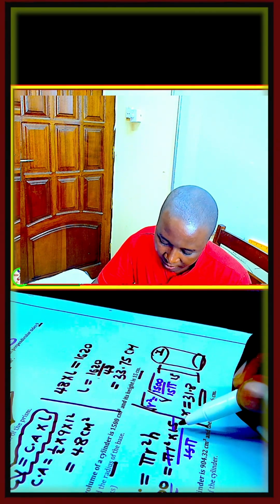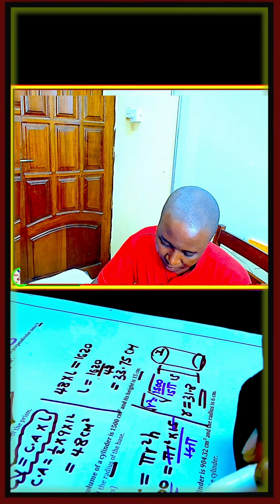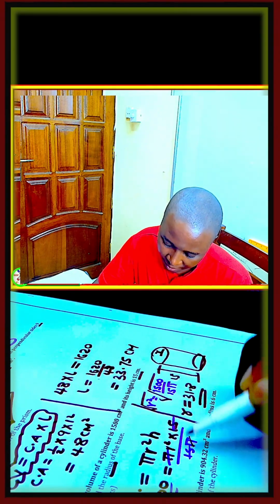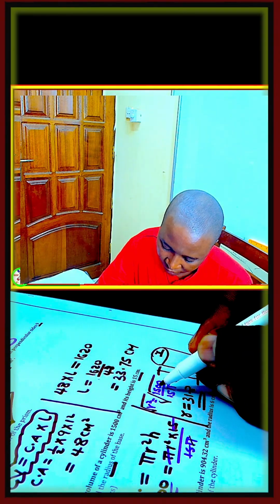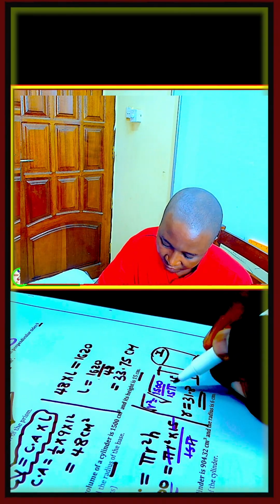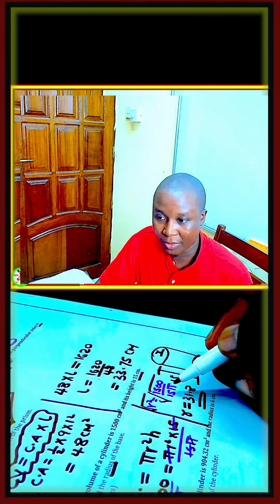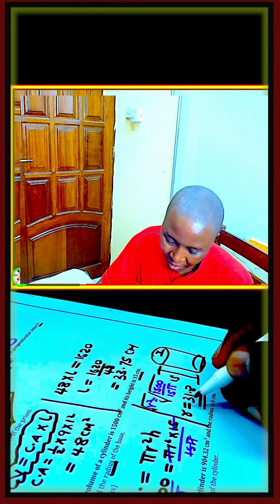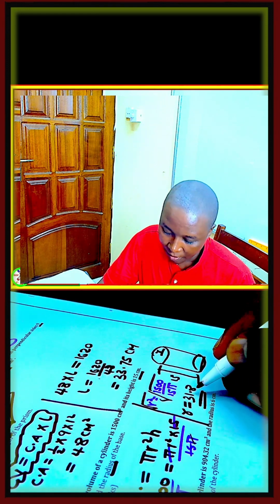Then divide both sides by 15 pi so that this 15 will cancel with this and pi here will cancel with this, and then we shall remain with r squared is equal to 1500 over 15 pi. We find the square root of both sides. Our radius for this cylinder becomes 31.8.